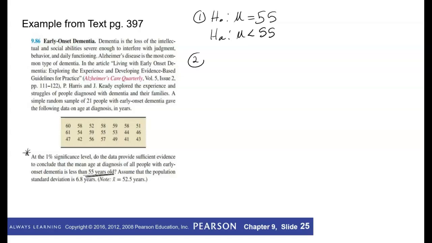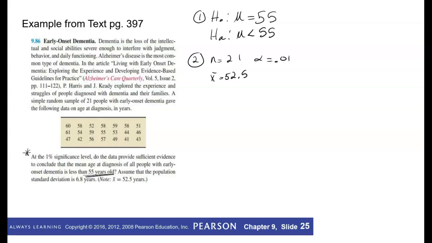So what other information do we have? We have a random sample of 21 people, n is 21. We're doing this at the 1% significance level, so alpha is 0.01. We have an X bar of 52.5.